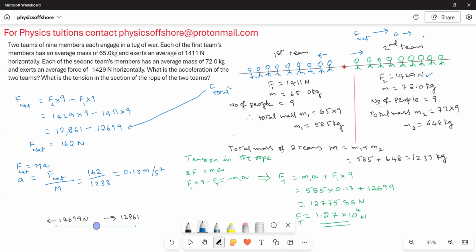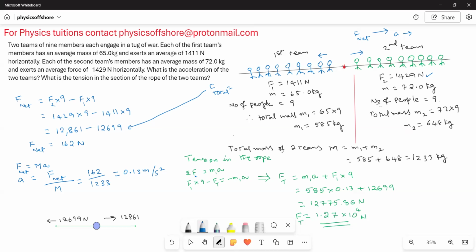Now what we have to do is find the tension in the rope. To find the tension in the rope, we know F is equal to MA. So let us take the first team. You can take either the first team or the second team. Just like that, I took the first team. I will explain the second. If you take the second team also, what happens?